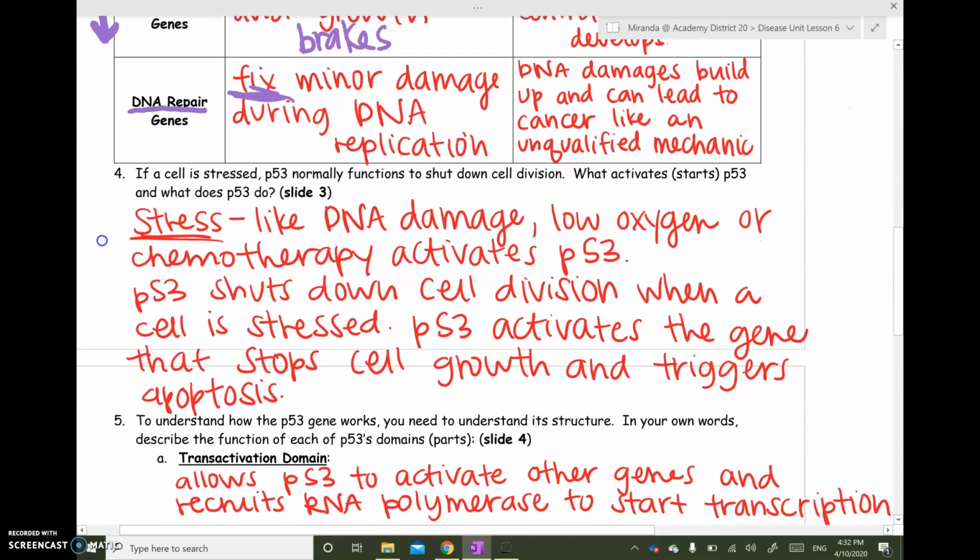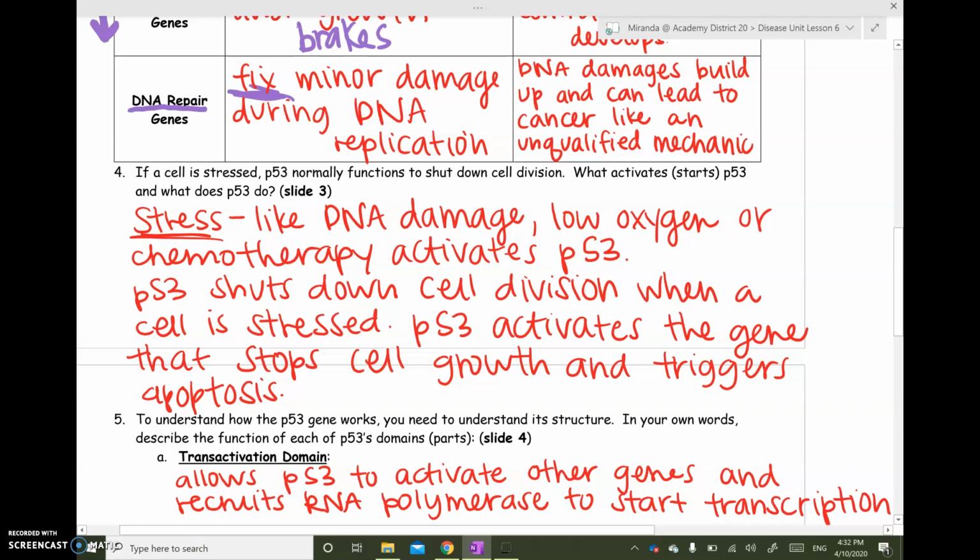Okay. So then number 4 says, if a cell is stressed, p53 normally functions to shut down cell division. What activates it and what does it do? So stress is going to activate it. Okay, a couple of examples of stressful situations to cells are DNA damage. Maybe it's UV radiation or something like that. Low oxygen, because we need oxygen to do respiration. Or chemotherapy, because that's a bunch of chemicals in your body.